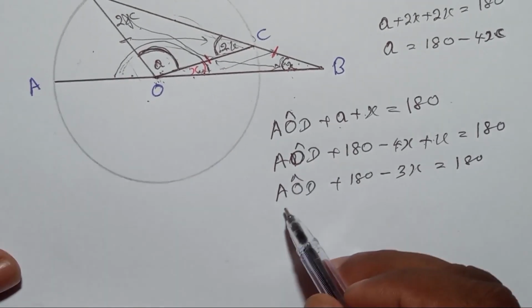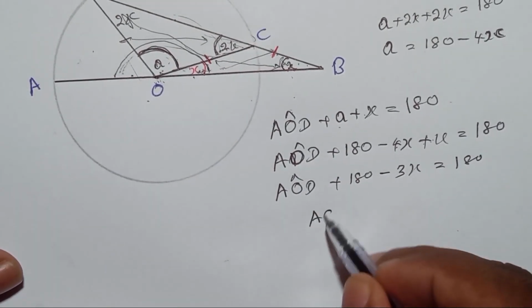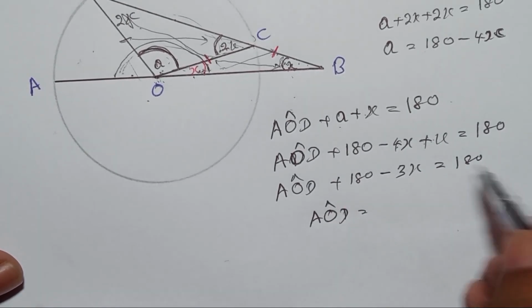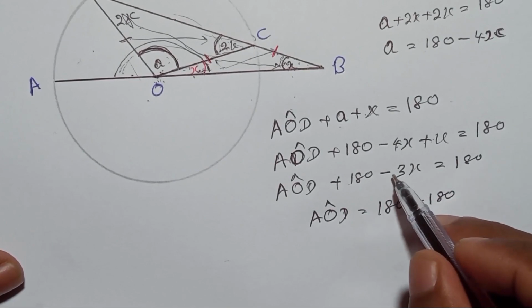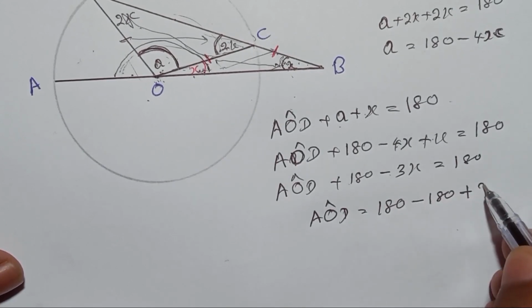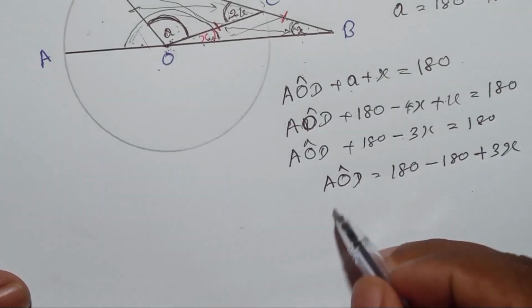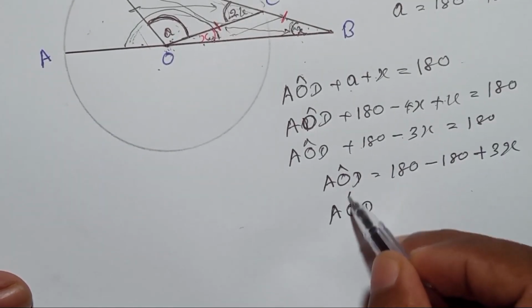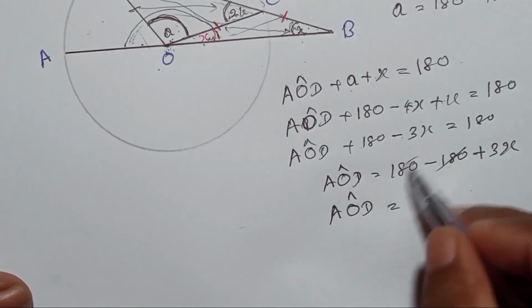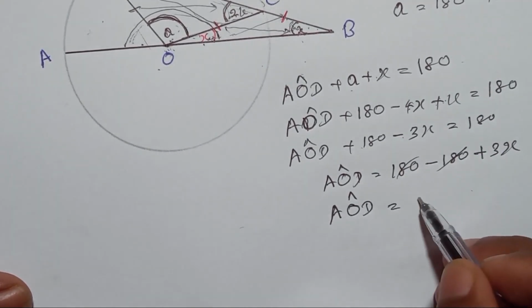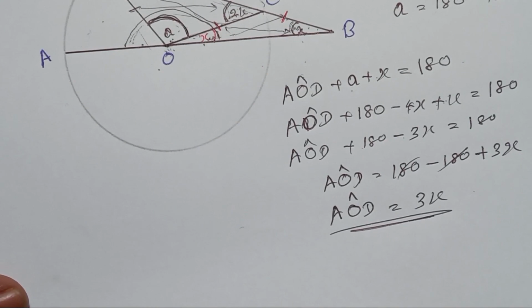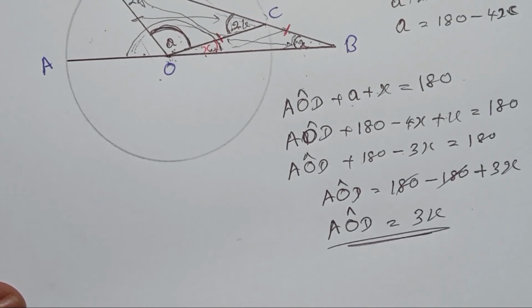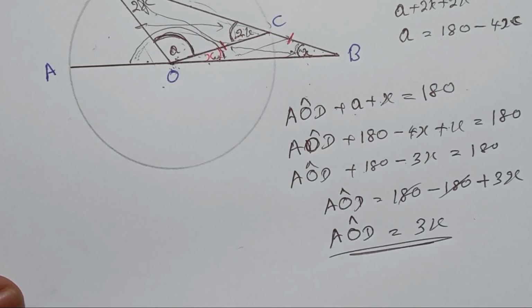Okay, finally we need AOD, no? So write AOD, and bring these two terms to the other side. This 180, when I bring it to here, will be minus 180, and when I bring this minus 3x to this side, it will be plus 3x. Right? Okay, now what is the answer for AOD? 180 minus 180 means 0, it will be gone. So here just 3x remains. Now this is the answer for AOD. We give it in terms of x. So AOD equals 3x. Try to understand how I came to this.